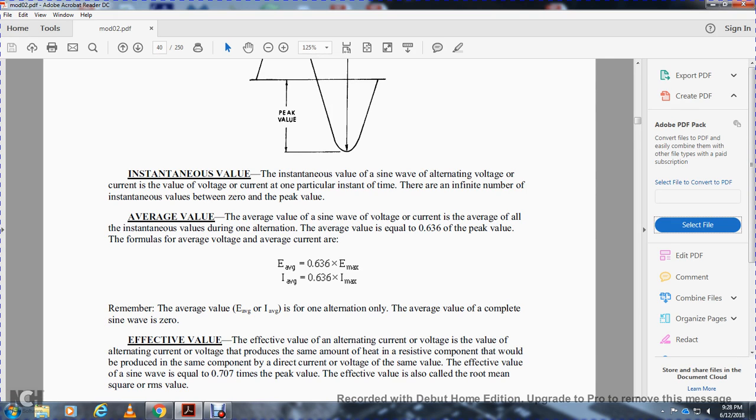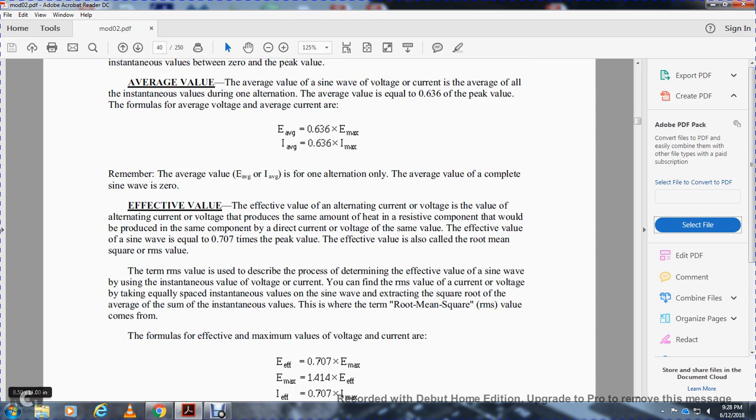Alright, effective value. The effective value of an alternating current or voltage is the value that produces the same amount of heat in a resistive component as would be produced in the same component by a direct current or voltage of the same value. The effective value is equal to 0.707 times the peak value. The effective value is also called the root mean squared value.